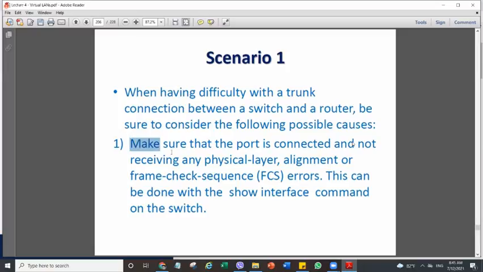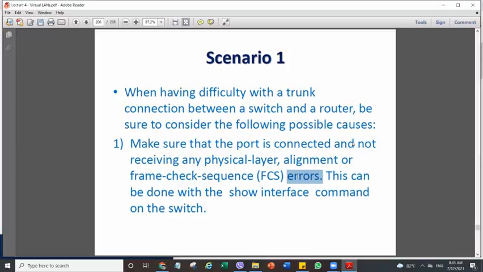One of them: make sure that the port is connected and not receiving any physical layer alignment or frame check sequence errors. This can be done with the show interface command.